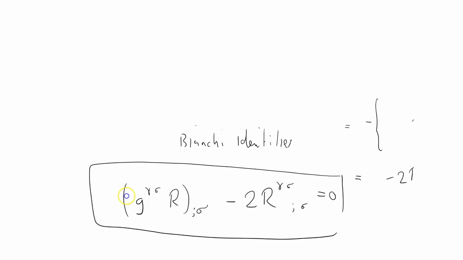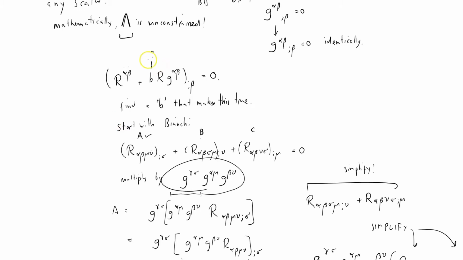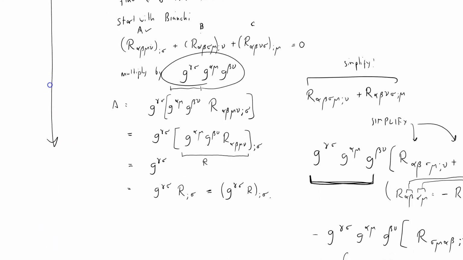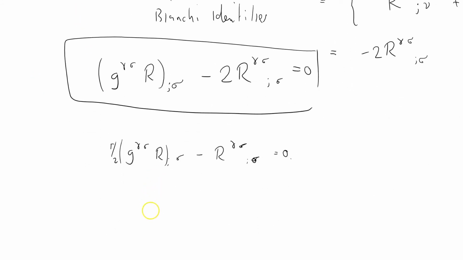Okay, and what was the purpose of doing all of this? The purpose of doing all this was to define that B there. Let me just write out this equation here. I'll copy it down here. R alpha beta plus B R G. So what I was trying to do was to show that R alpha beta plus a constant B times R G alpha beta semicolon B equals 0.